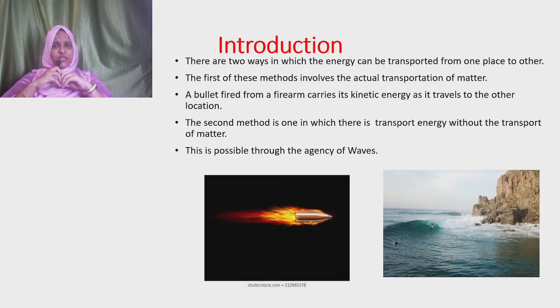The first image shows a bullet which is fired from a gun. That bullet carries a lot of energy with it and it is transported from one point to another. There is actual transport of matter. What is that in the second image? There is a transport of energy from one point to another without the transport of matter. That is possible through the agency of waves.